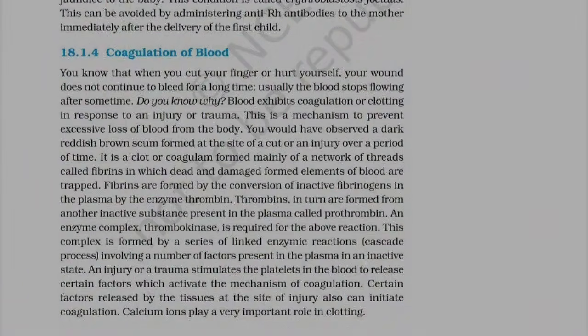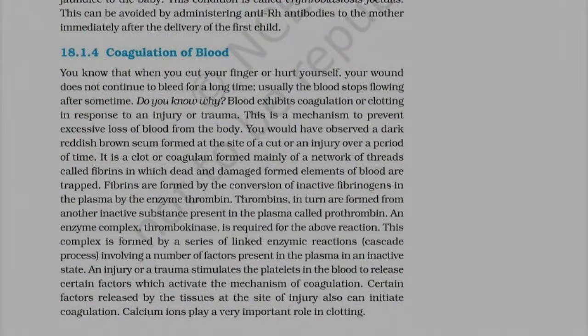You would have observed a dark, reddish-brown scum formed at the site of a cut or an injury over a period of time. It is a clot or coagulum formed mainly of a network of threads called fibrins, in which dead and damaged formed elements of blood are trapped. Fibrins are formed by the conversion of inactive fibrinogens in the plasma by the enzyme thrombin. Thrombins, in turn, are formed from another inactive substance present in the plasma called prothrombin. An enzyme complex, thrombokinase, is required for the above reaction.